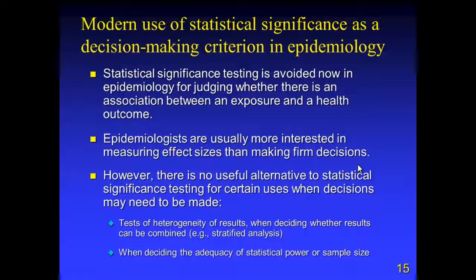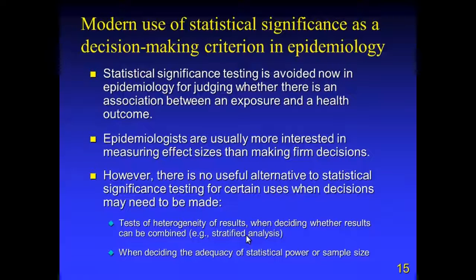But unfortunately, sometimes we need to make decisions, and a couple of those situations are mentioned here. One of them is the test of heterogeneity of results when deciding whether results can be combined. When we talked about confounding, we made decisions about whether or not to combine data from different strata, when we calculate a Mantel-Haenszel odds ratio, say. And though we can often eyeball the results to see whether the stratum-specific odds ratios or relative risks look similar, sometimes we are not sure. And there are tests of heterogeneity that can be carried out. These tests produce a p-value, and usually we use the p-value to make a decision as to whether or not we can combine the strata.